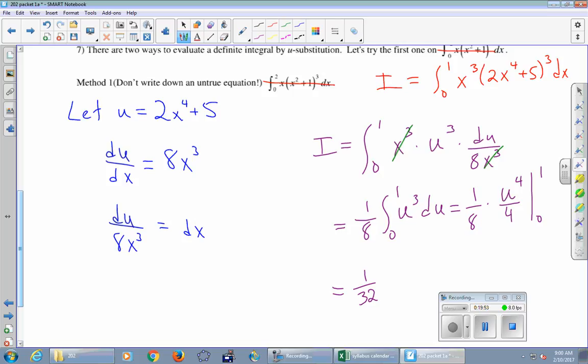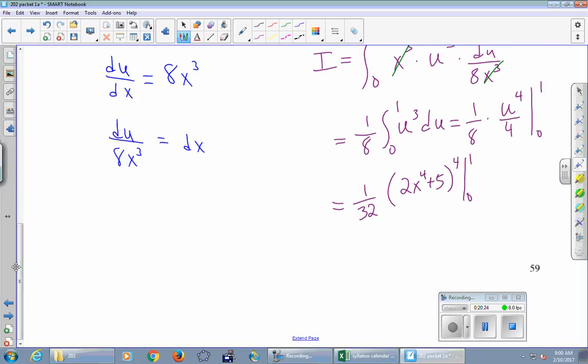Is that right? And then subtract. What's the problem? Yeah, the 0 and the 1 are not values of u. They're values of what? x. So we got to go back. Okay, so instead of u to the fourth, we are putting 2x to the 4 plus 5 to the fourth. And that is between 0 and 1.